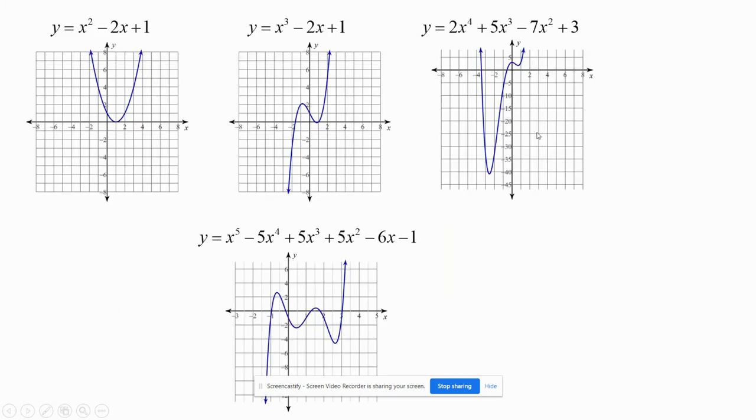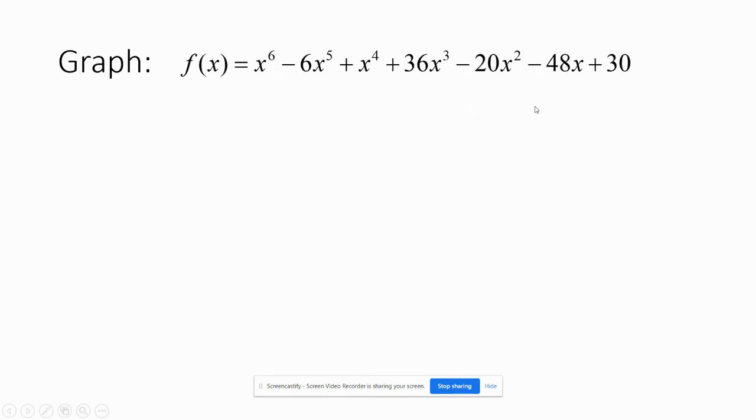Let's try another one. Come back to that one. All right, so go ahead and put this in your calculator.